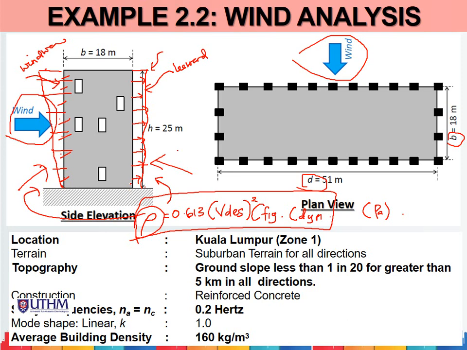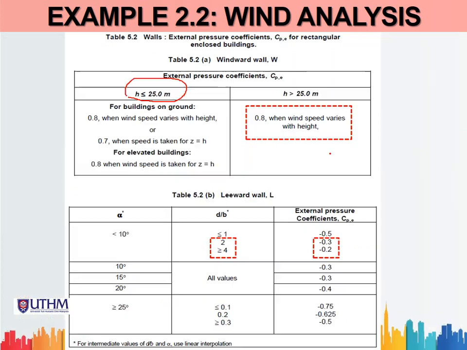There is another one, which is the elevated building. Elevated building, if you see it directly, there are piers, like at the bottom, at the basement, there is something like a high pool, and then only the first floor. Okay, our total height here is equal to 25 meters. So we take this one actually, sorry, let me correct that. So this is for building on ground, 0.8 when wind speed varies with height. Because ours is equal. If more than 25, directly take 0.8. Okay, or 0.7 when speed is taken for Z equal to H.